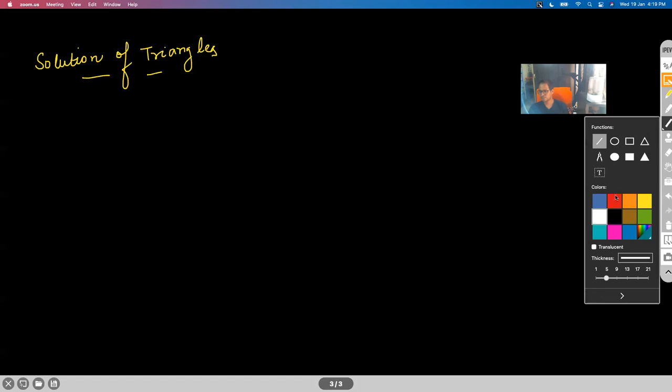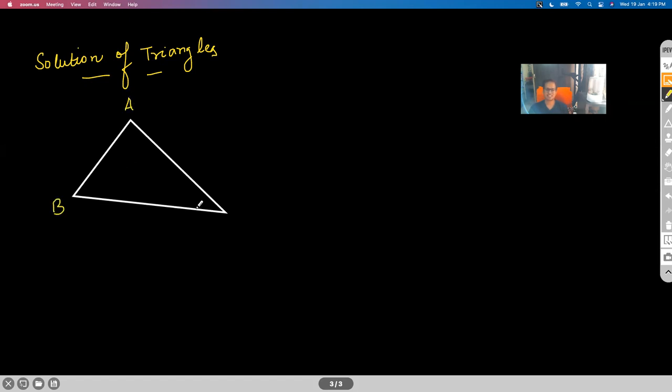When you talk about any triangle, let me just make one quickly. A triangle has got six parameters. What are the six parameters? The three angles, A, B, C, and the three sides, small a, small b, small c. So altogether, a triangle has got six parameters associated with it: the three angles and the three sides, 3 plus 3, 6. Now it is said that, logically, if you know any three, you'll be able to find the remaining three, except when all the three given to you are angles.